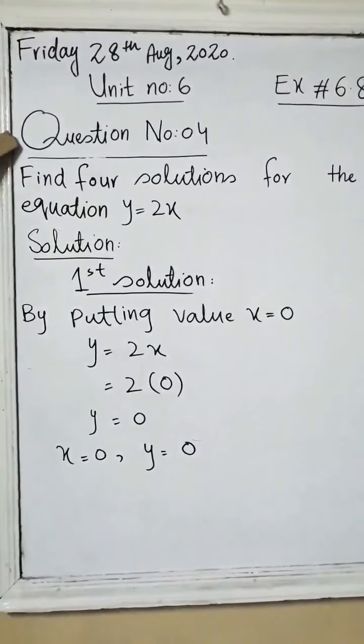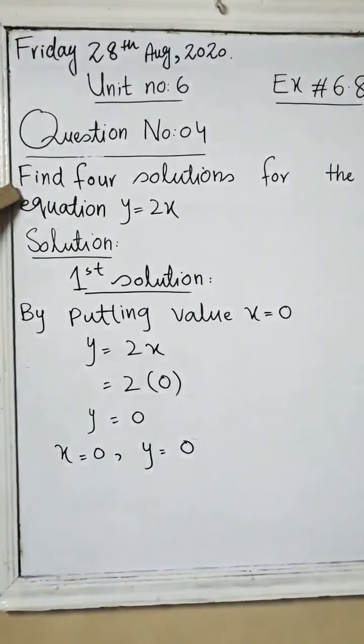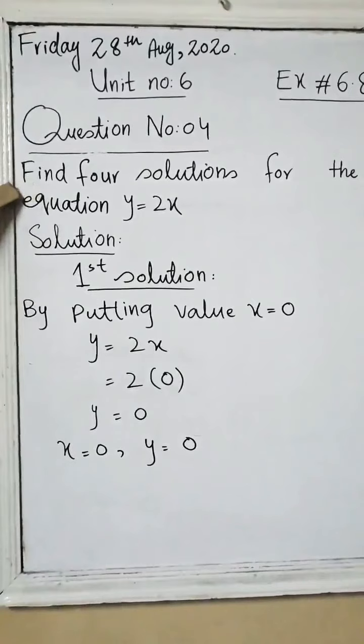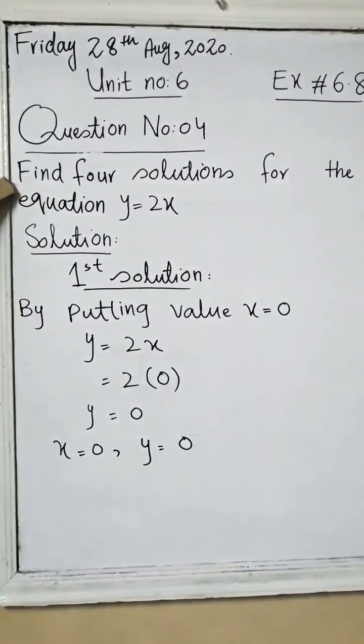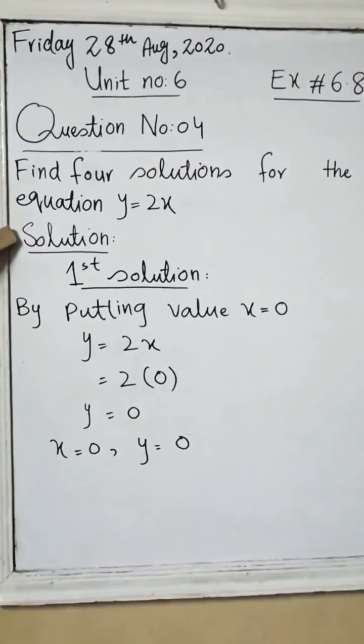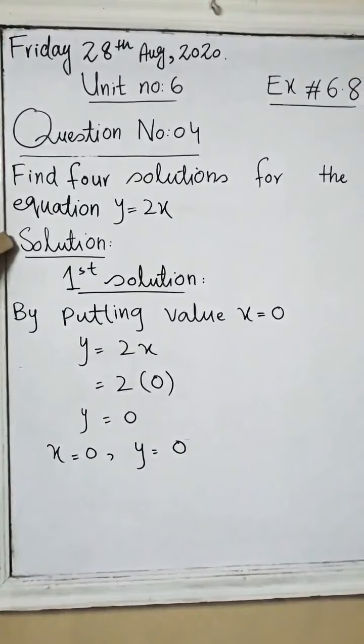Now moving towards question number 4. The question statement is: find 4 solutions for the equation y is equal to 2x. Students, in this question we will again repeat the process which we learned in the last question. We will assume the value of x and by putting the value of x we get the value of y. So here we start our solution.